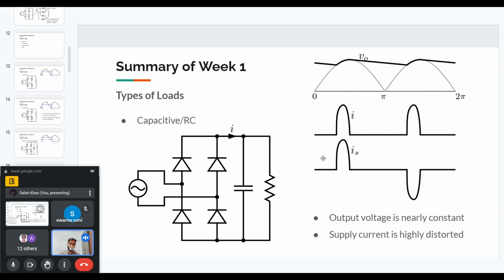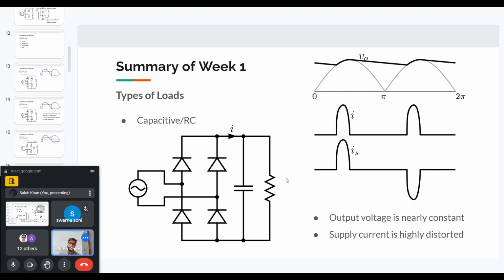We will see later on, in the next week, how we can improve this kind of a circuit. But this is basically the advantage of having the capacitor: we can get a relatively constant output voltage instead of a pulsating output voltage. But the disadvantage is the highly distorted supply current.